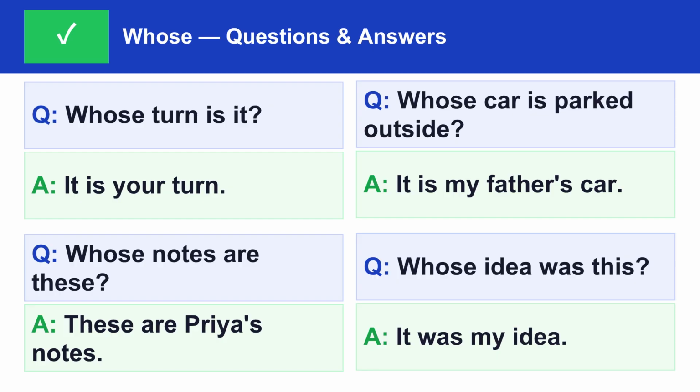Question, whose turn is it? Answer, it is your turn. Question, whose notes are these? Answer, these are Priya's notes. Question, whose car is parked outside? Answer, it is my father's car. Question, whose idea was this? Answer, it was my idea.